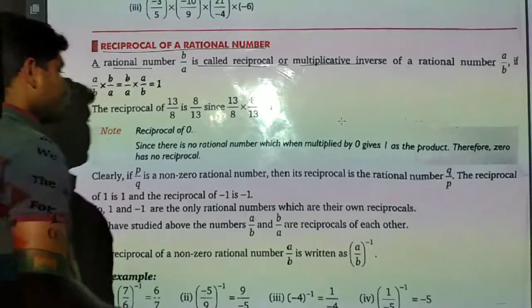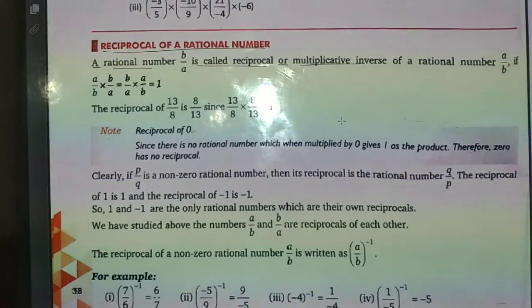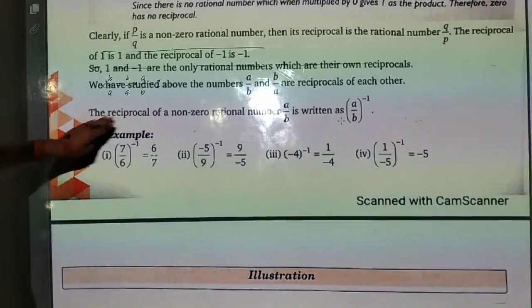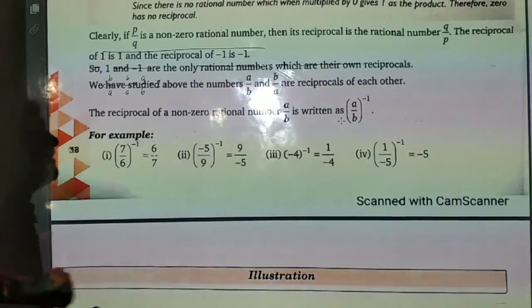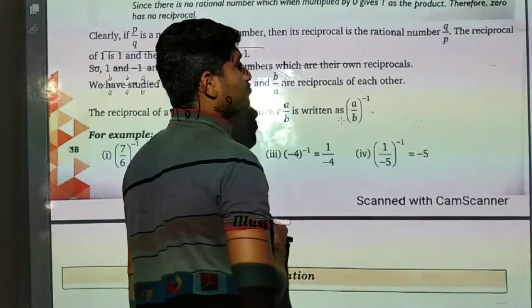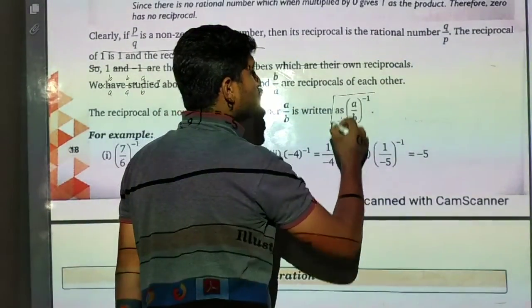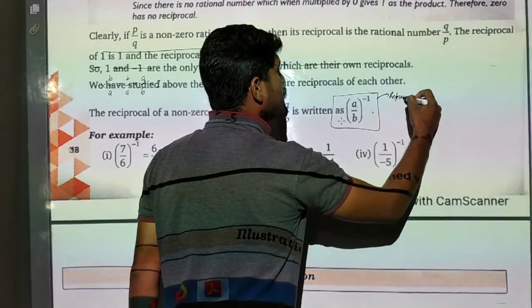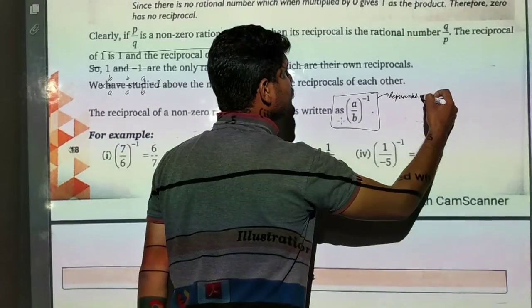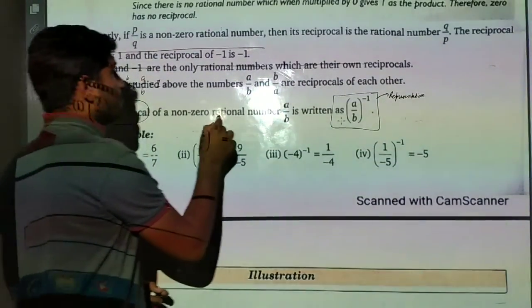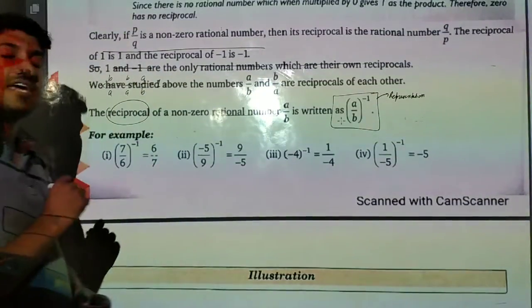ठीक है. Now, the reciprocal of a non-zero rational number a by b is written as a by b to the power minus 1. So it is the representation of the reciprocal of a rational number a by b.